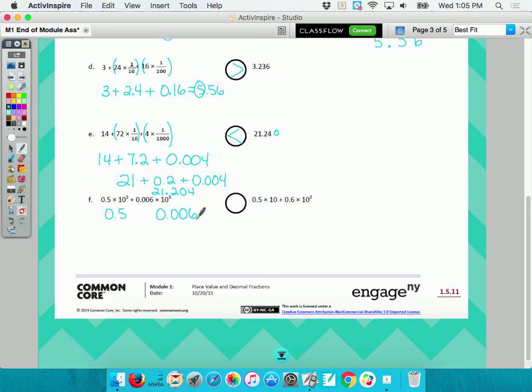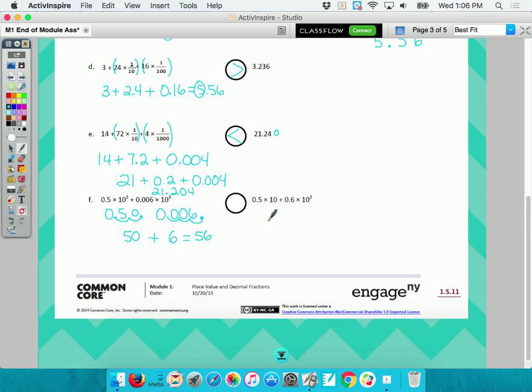Now, 5 tenths times 10 to the second is 100. How many hops? 2. So that number ends up being what? 50. And then times 10 to the third on this one, how many hops? 3. So that number ends up being what? 6. So 50 plus 6 is 56. Okay, we're going to do the same thing on the next one.